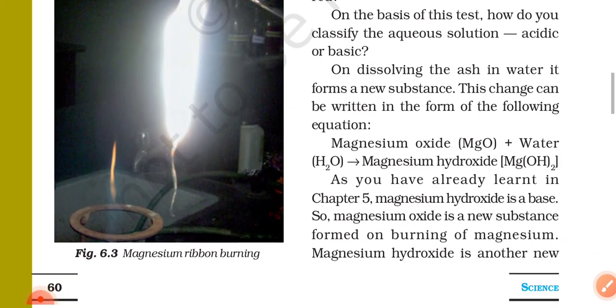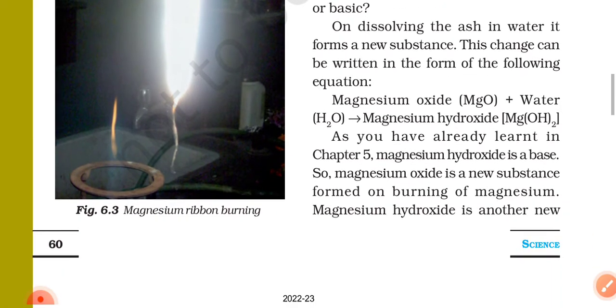On dissolving the ash in water, it forms a new substance. These changes can be written in the form of the following equation. Magnesium oxide plus water becomes magnesium hydroxide. As you have already learned in chapter 5, magnesium hydroxide is a base.